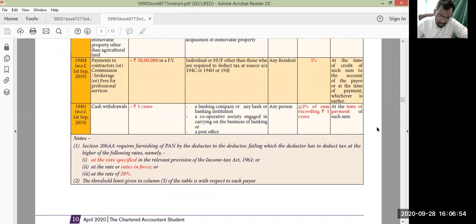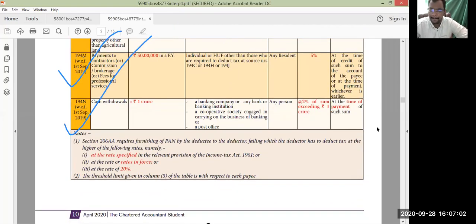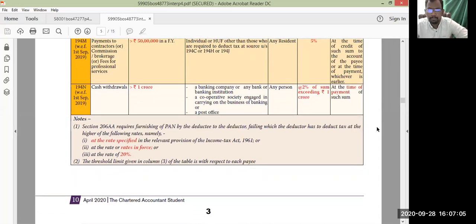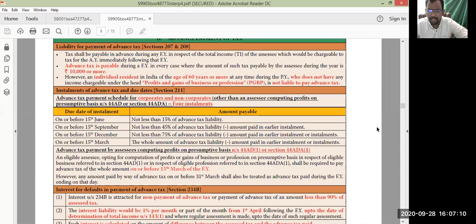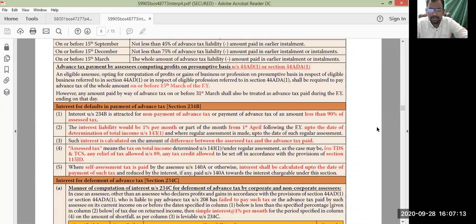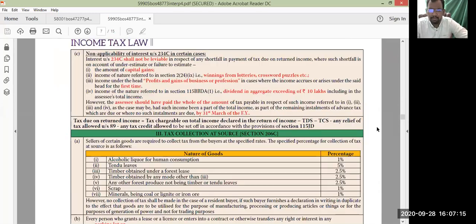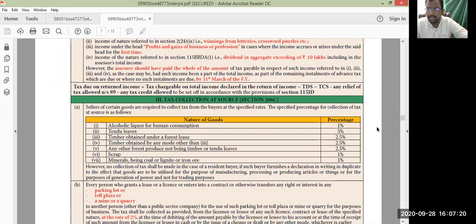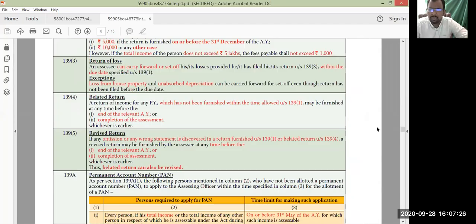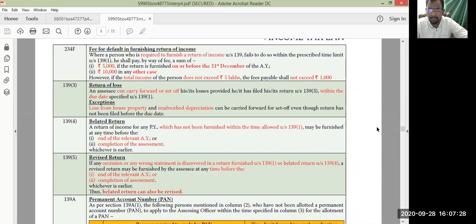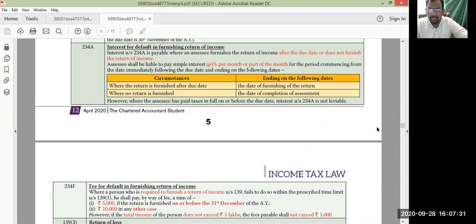This 194M and 194N we have already discussed in detail. And this is regarding advance tax. No amendments were actually made here. You can get all the advance tax provisions in a very crispy and easy manner, all the provisions at a single place regarding the TCS and self-assessment. So everyone should make the best use of this material.